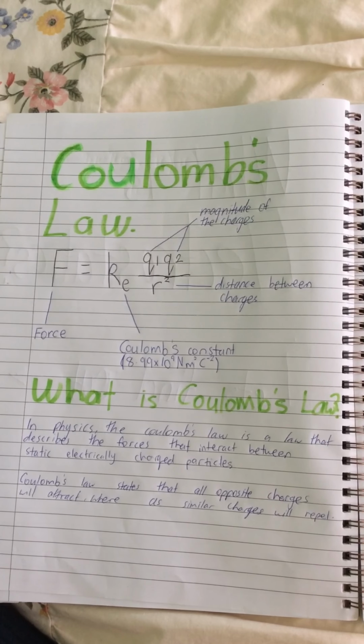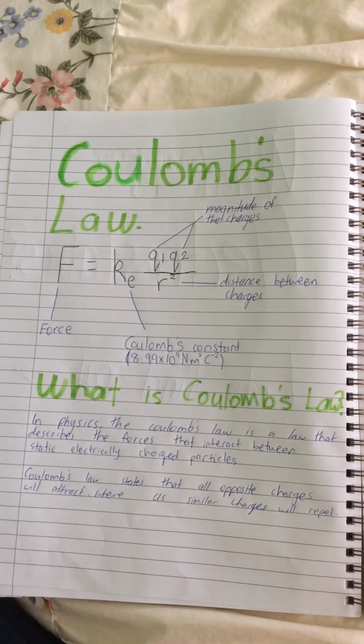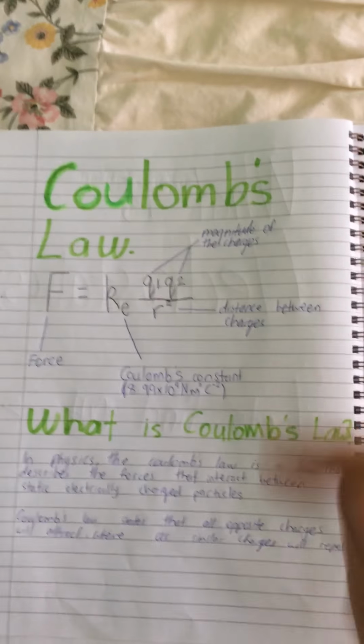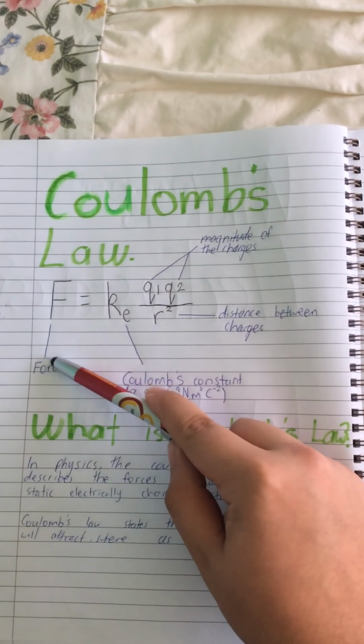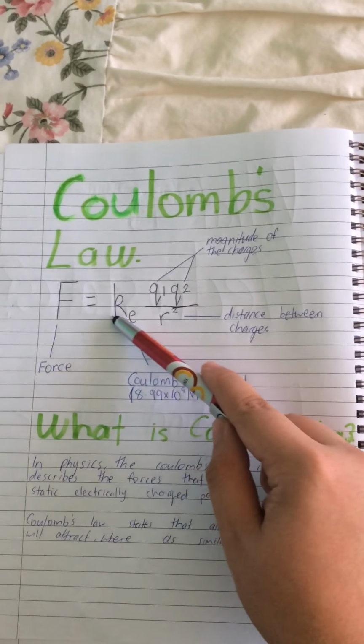What is Coulomb's law? Alright, so we all know the formula F equals Ke Q1 Q2 over R squared. What does this all mean? Alrighty, so we all know that F is the force, which is measured in newtons. This is the force between the two particles.